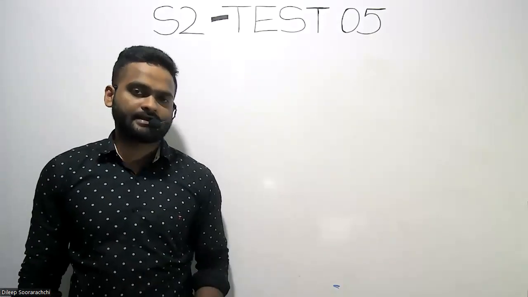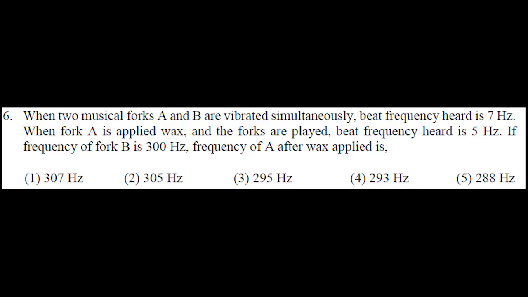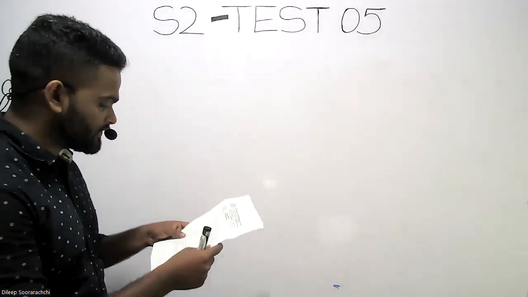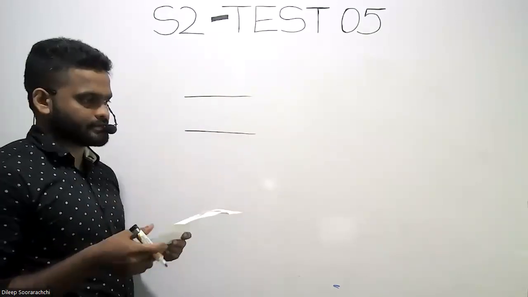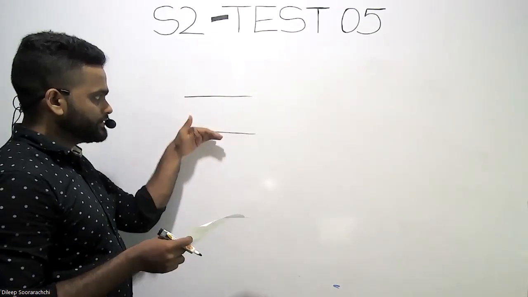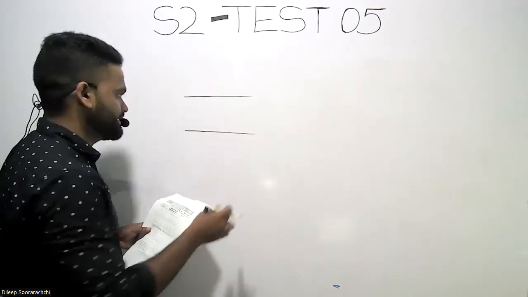Right, 6th question. When two musical forks A and B are vibrated simultaneously, the beat frequency heard is 7 Hz. When fork A is applied wax and the forks are played, the beat frequency heard is 5 Hz. If the frequency of fork B is 300 Hz, the frequency of A after wax applied is. Okay, so we have two musical forks. When you get a question like this, you have to follow these steps, so you'll always get the correct answer.